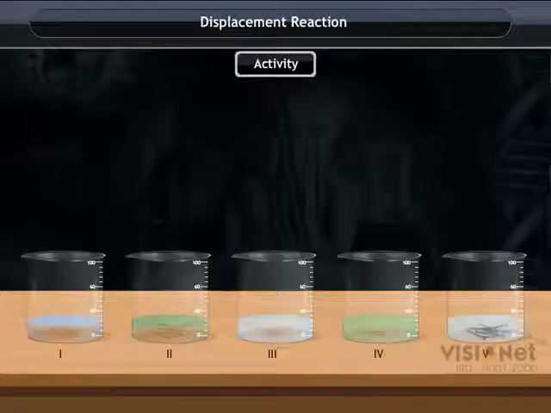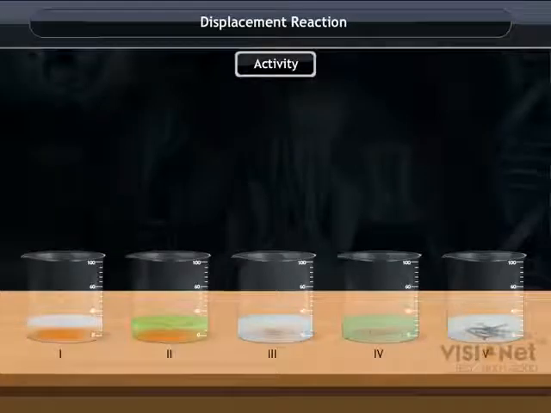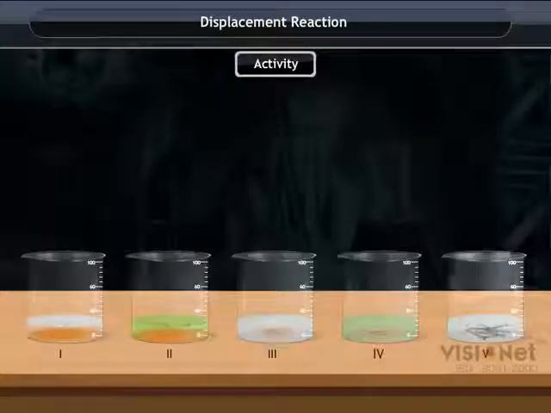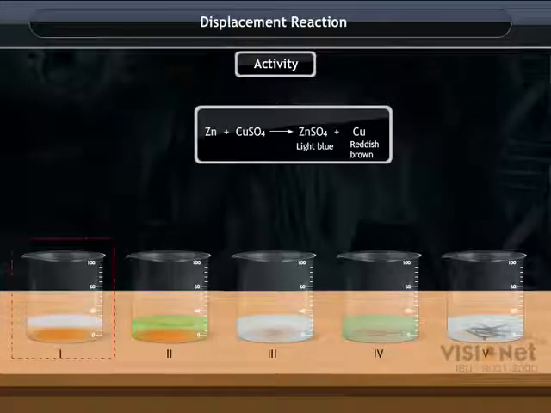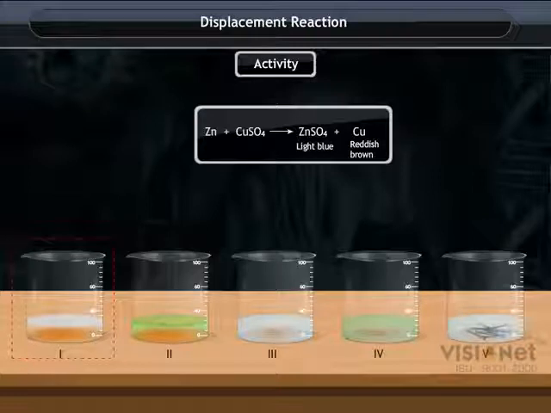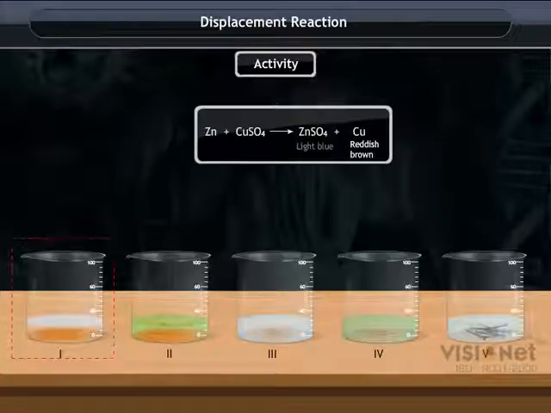You will observe that the color of the copper sulfate solution changes in beakers 1 and 2. On the other hand, no change is observed in beakers 3, 4 and 5. In beaker 1, zinc (Zn) replaces copper (Cu) from the copper sulfate (CuSO4) solution to form zinc sulfate (ZnSO4) and copper. Because of this, the blue color of copper sulfate disappears and a reddish-brown substance, that is copper, gets deposited at the bottom of the beaker.